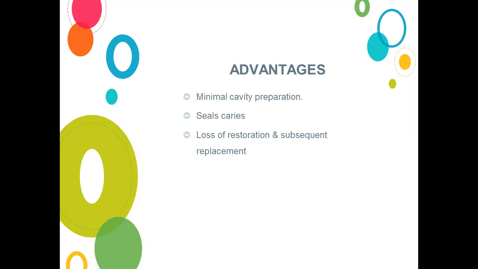The loss of restoration and its subsequent replacement proves to be less invasive in this technique compared to the amalgam restoration, which involves the entire removal of the amalgam restoration. But in case of a PRR, when the restoration is lost, we can remove the fractured fragment and the remaining can be restored with the material on a later date. So it does not require the entire removal of the PRR.